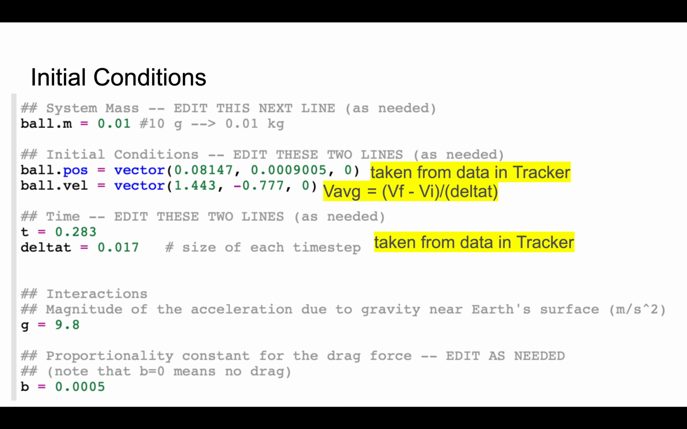So these are our initial conditions. The ball is 10 grams, which I converted to kilograms, so 0.01 kilograms. The initial position vector comes from Tracker, and then the initial velocity was calculated using the v-average formula. The initial time, as well as the delta t, was also taken from the data in Tracker.